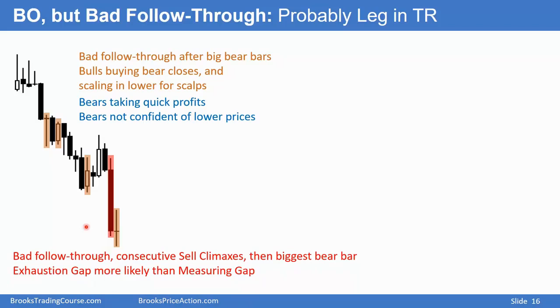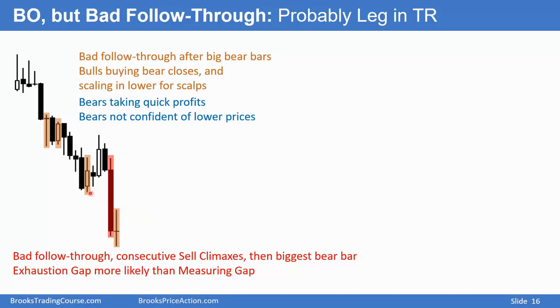Bad follow through, consecutive sell climaxes, big bear bar, sell climax, sell climax. You have to be thinking that this is probably an exhaustive end of a move and a conversion into a trading range rather than the start of a new leg down.